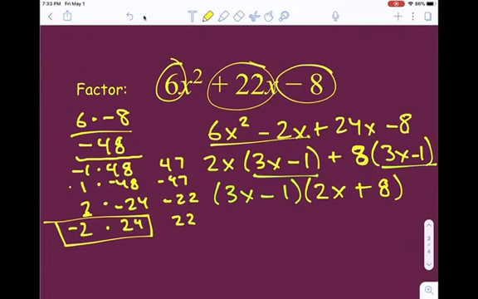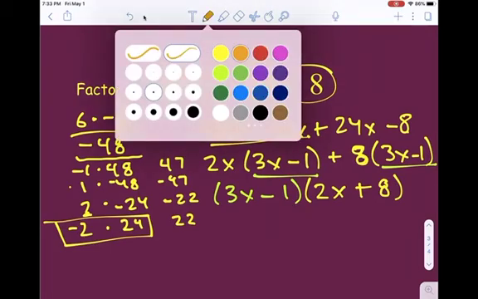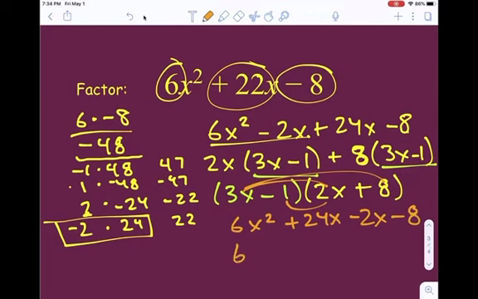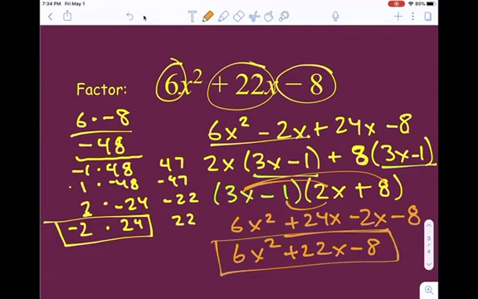All right, and then the last thing we're going to do is multiply this out and make sure that this works. So we're going to get 6x squared, and then our outside terms, we get plus 24x, inside negative 2x, and you should be able to see pretty quickly that, yeah, this works. 6x squared, and then positive 24 negative 2 gives me positive 22x minus 8. We're where we started, and we're in good shape.